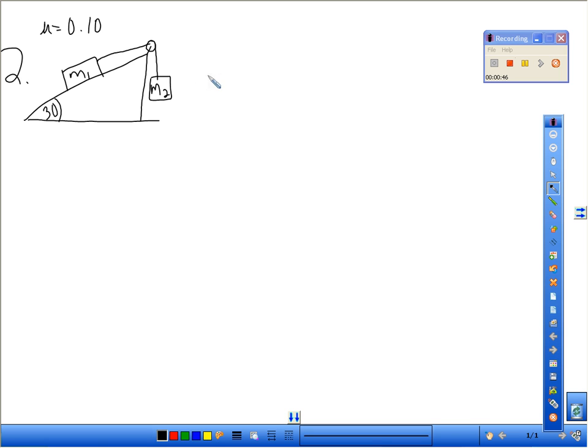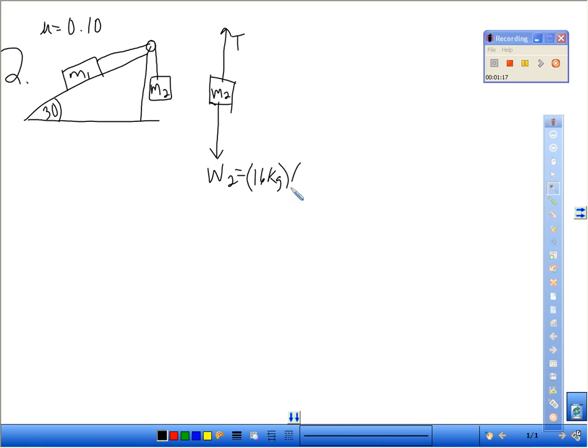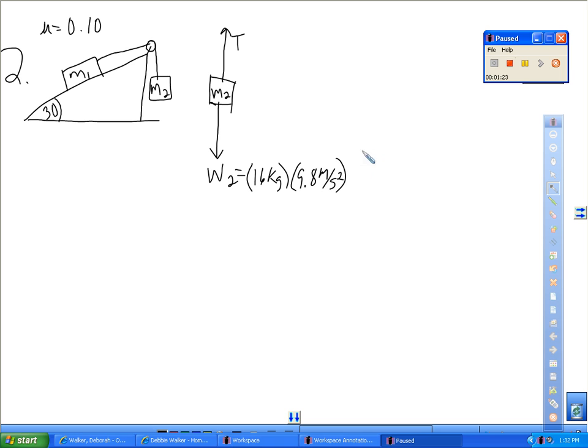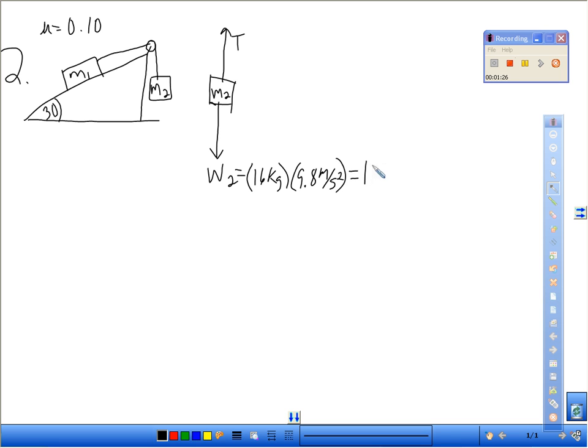So first thing I want to do is draw my free body diagram. So I'm going to take my M2, and I know that I have weight down and tension pulling up. Since my mass 2 is supplied to me as 16 kilograms, I'm going to multiply 16 kilograms times 9.8. And that gives me a value of 156.8 newtons.